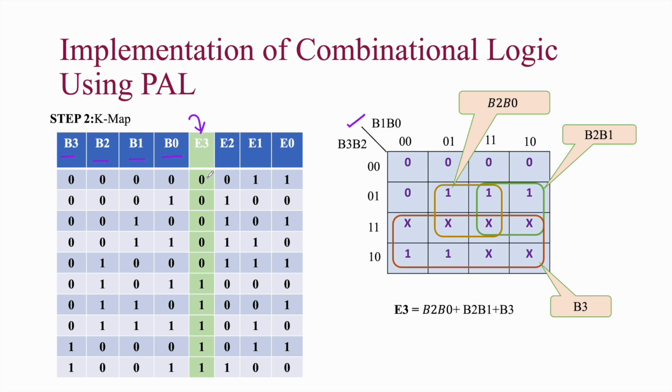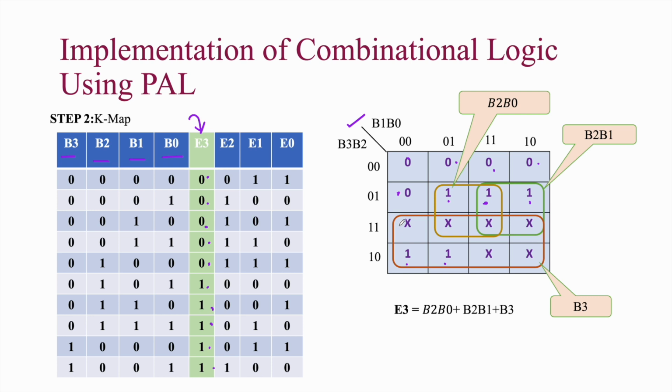At the 0th position we have 0. At the first position we have 0. At the second we have 0. At the third we have 0. At the fourth we have 0. At positions 5, 6, 7 we have 1, 1, 1. And at 8 and 9 we have 1 and 1. So we have plotted all the values available for E3, and for the rest of the values we will just mark a don't care.